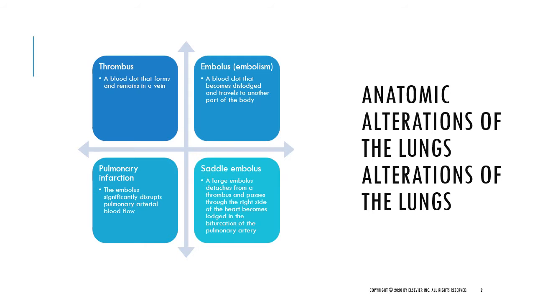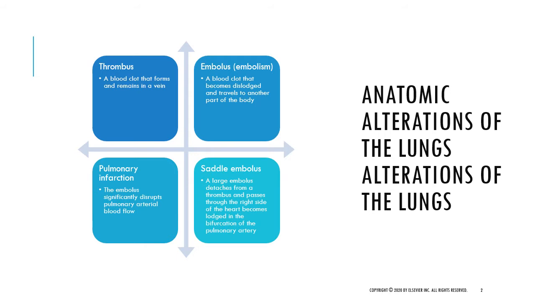An embolus can originate from one large thrombus, or it can occur in a shower of little thrombi. It may or may not interfere with the right ventricle's ability to perfuse the lungs, and a large embolus that detaches from a thrombus and passes through the right side of the heart can lodge in the bifurcation of the pulmonary artery, where it forms what is known as a saddle embolus.